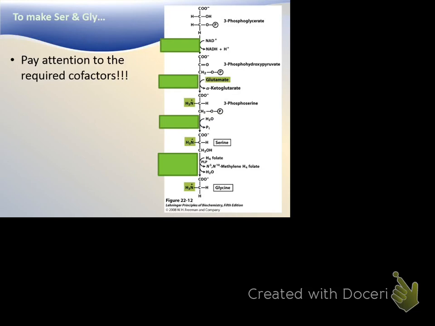Okay, and that's going to make 3-phosphohydroxypyruvate. So what class or classes of enzymes could this be? This is dehydrogenase, and so if you were going to name it, you would name it 3-phosphoglycerate dehydrogenase. Right.